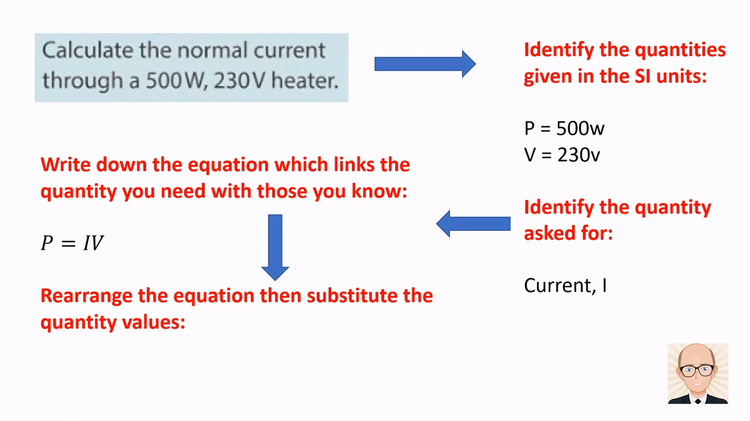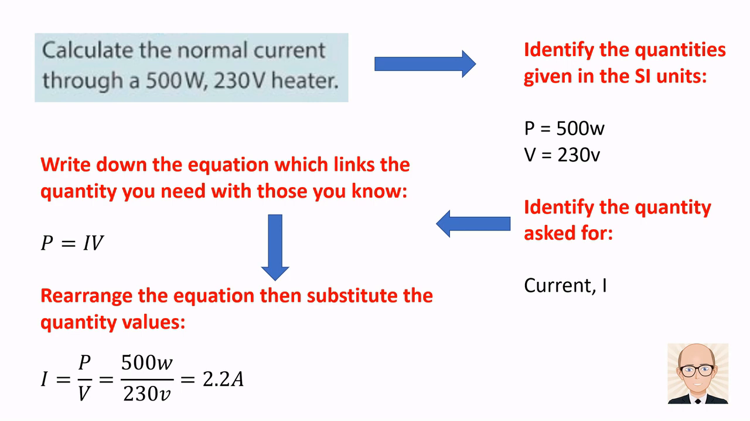This is where it really helps to know how to rearrange equations. Honestly, if you struggle to do this, please learn how to do it. You can watch my math skills video which shows you how. In this case, we have I equals P over V. Then substitute the values for each quantity on the right hand side of the equation. So this gives us 500 watts divided by 230 volts. Then use a calculator to calculate the result of 2.2 amps.